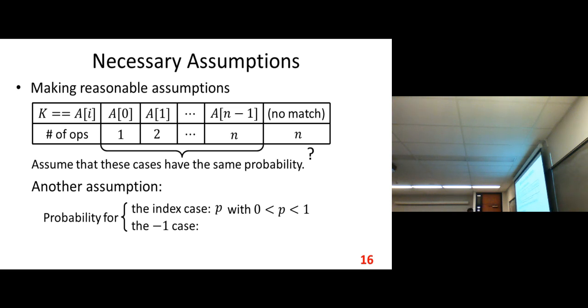And because the -1 case is the complement case, its probability is 1 minus P. With this parameter, we treat P as a parameter. It's a given parameter, not a variable. So we use this known parameter, then we can describe the average case efficiency. All right, so now we are ready to find the average case efficiency.